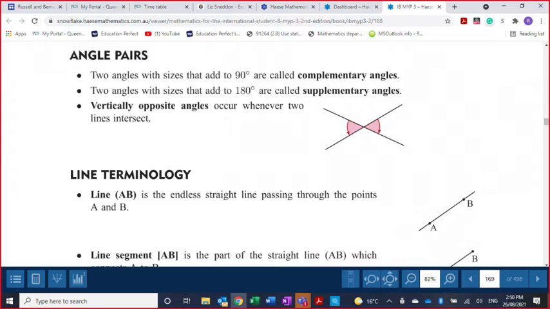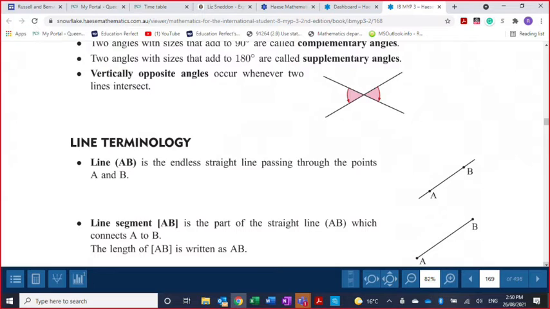All right? The next type of thing we want to talk about is what's called a line segment. Now, a line segment is just part of a line. So if you look here, we have points A and B, and we only have the space in between. The line only goes between those two points. So line segment AB is the part of the straight line AB which connects A to B. Notice it doesn't continue infinitely. Okay?